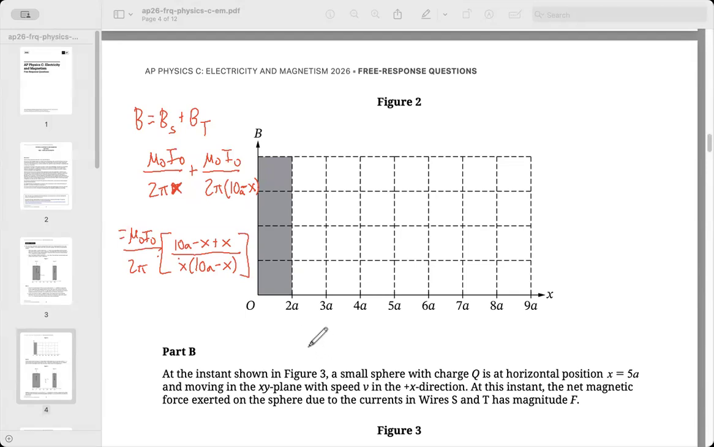Now here's the one issue: I don't exactly know how that's going to look. It's going to be some sort of inverse graph, proportional to 1 over x times (10A minus x). I am going to need to plug in my second monitor, and hopefully that won't screw things up on here. Because I don't actually know how that graph looks off the top of my head. I know it's some sort of inverse squared graph, but I do want to figure out what that looks like as well.